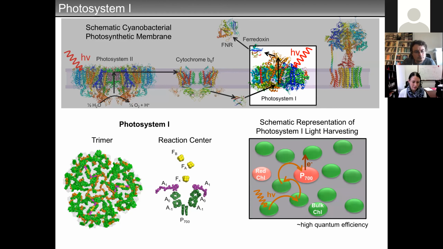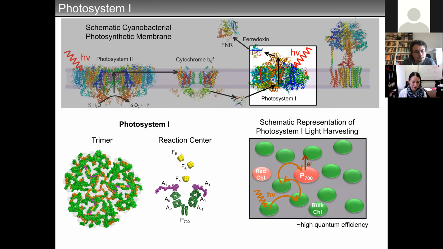So most of these chlorophylls, the chlorophylls in green, act as antenna. And most of the antenna chlorophylls are bulk chlorophylls. I cut the tails off the chlorophylls so it doesn't get too messy, so they just look like porphyrins. But most of these chlorophylls are bulk chlorophyll. They transfer energy downhill to the reaction center.